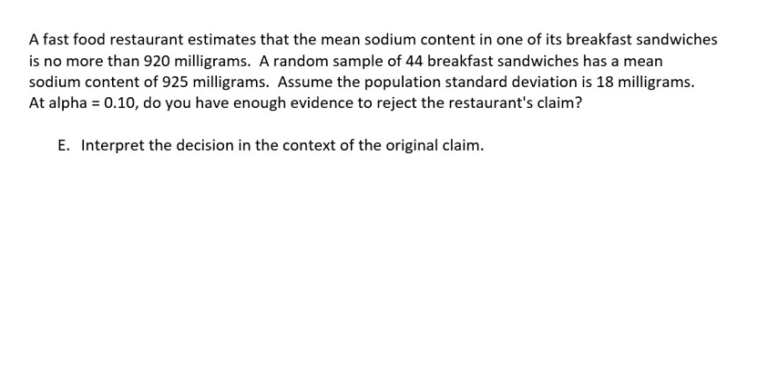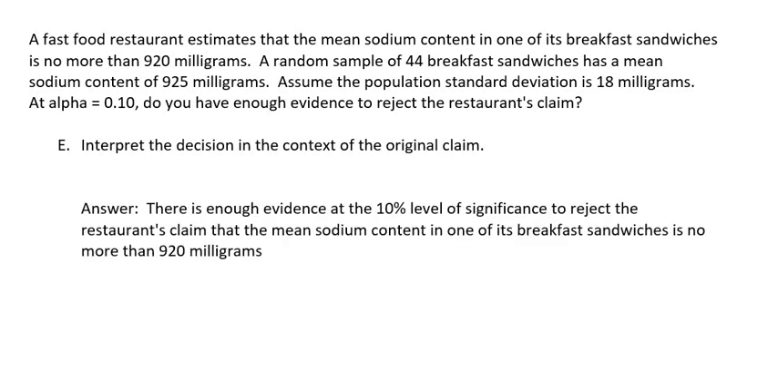Now I'm going to interpret my decision in the context of the original claim. The question is, do you have enough evidence to reject the restaurant's claim? Yes, I do have enough evidence to reject the restaurant's claim. So how do we put that in words? The answer would be, there is enough evidence at the 10% level of significance to reject the restaurant's claim that the mean sodium content in one of its breakfast sandwiches is no more than 920 milligrams.